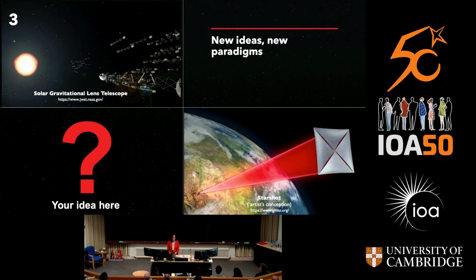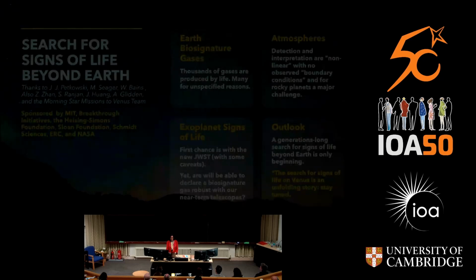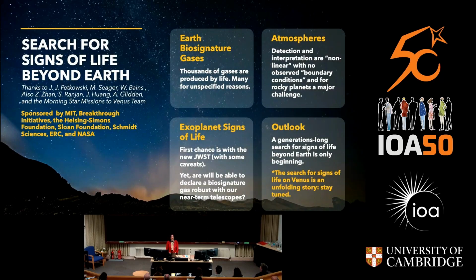We have ideas that people, let's say, love to hate. The Solar Gravitational Lens Telescope would go 500 AU from Earth and use our sun as a gravitational lens to get down to 10 square kilometers around a targeted planet. There's Starshot, an idea to send thousands of space chips with solar sails to zoom by a planet and snap some photos. But whatever our future is in the next 50 years, we know it's going to be an exciting one. Thank you for listening.